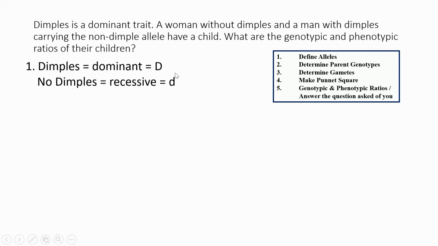So here we've defined our alleles. We have dimples as dominant because it says dimples is a dominant trait. So we're giving it the capital D because the capital letter is always for the dominant allele. Then no dimples is recessive, so we're giving it the lowercase d. Perfect. Now we have to determine the parent genotypes.